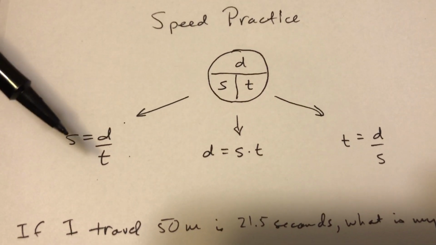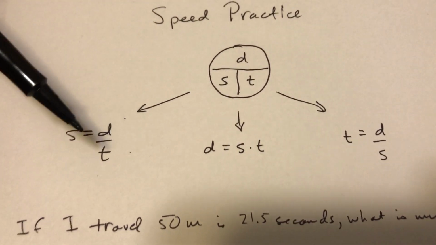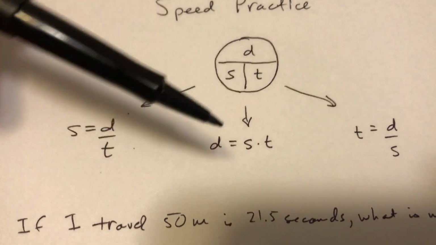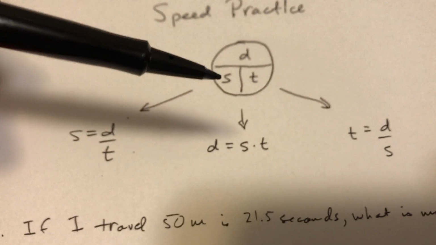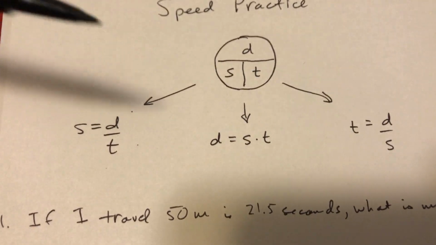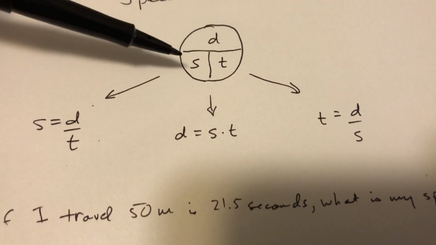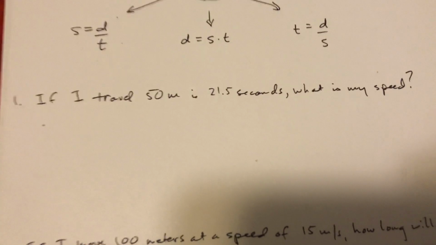So if I want to calculate speed, that is d over t, so speed equals d over t, or distance divided by time. If I want distance, then it's going to be speed times time. And if I want time, it's distance divided by speed. So let's take a look at three of these problems here.